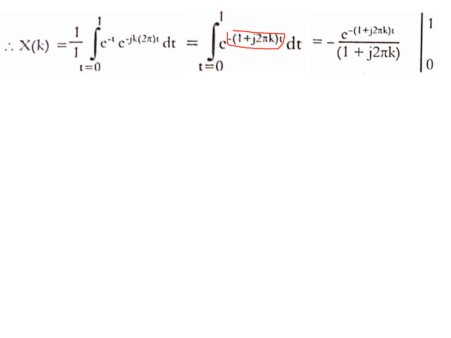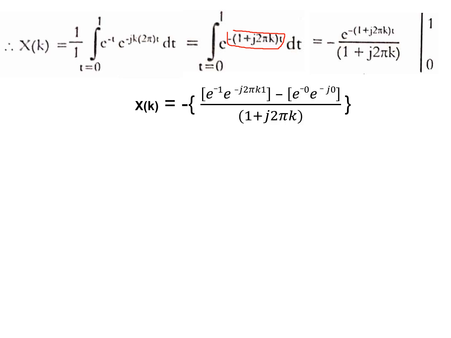Because that constant has a minus sign, the minus sign will come here. Now apply the limits 0 to 1 and simplify the equation. Here I am applying the limits t is equal to 1 and t is equal to 0. This is the way I simplify. What I do is I expand it.